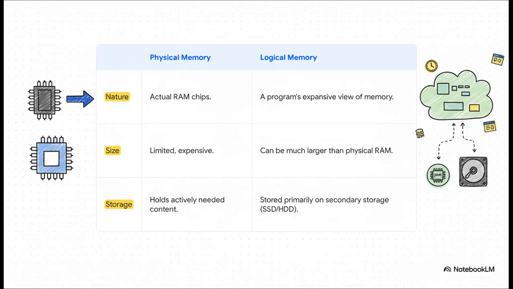The big breakthrough was to stop thinking about memory as one thing. Instead, they created two different concepts. There's the physical memory, the actual RAM chips in your machine, limited, expensive, but fast. But then, each program gets its own logical memory space. This huge, private, expansive view of memory that can be much larger than the physical RAM. Most of this logical memory actually lives on your slower, but much bigger, SSD or hard drive.